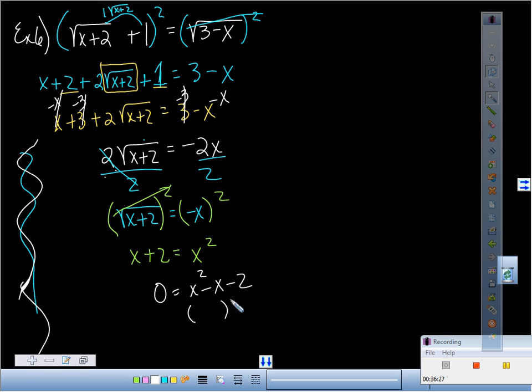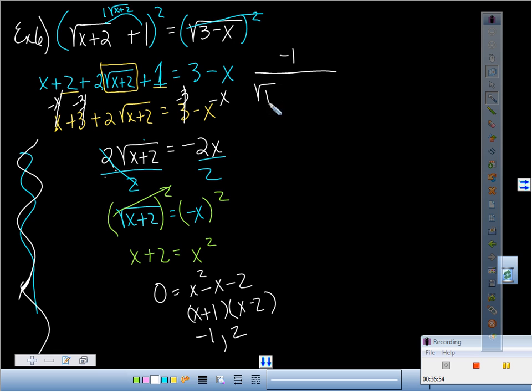All right, so I'm just going to factor this into x what? x plus 1, x minus 2. All right? And if x plus 1 is the factor, what's the root? And if x minus 2 is the factor, what's the root? And do I need to check them? Oh, by all means we do. Let's check that negative 1. What's negative 1 plus 2?